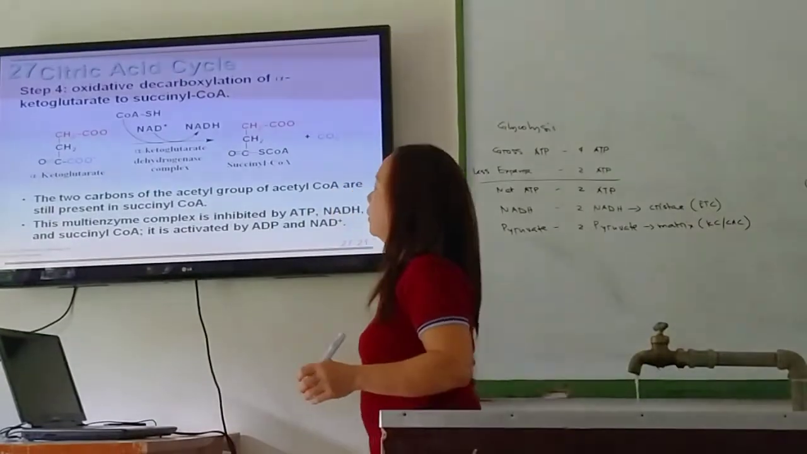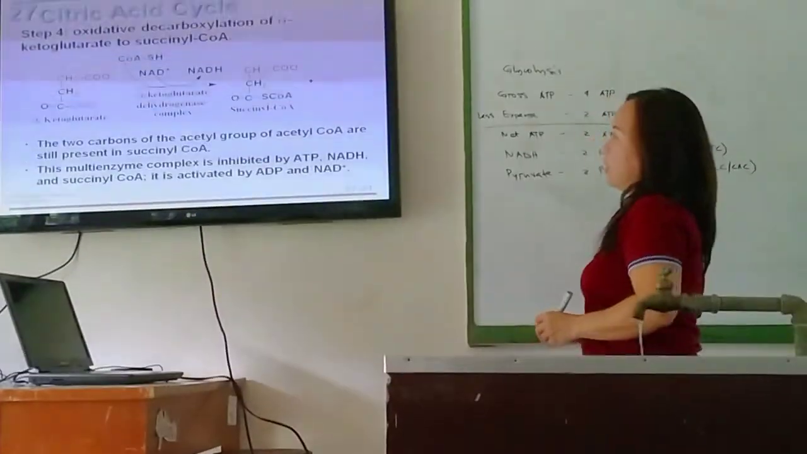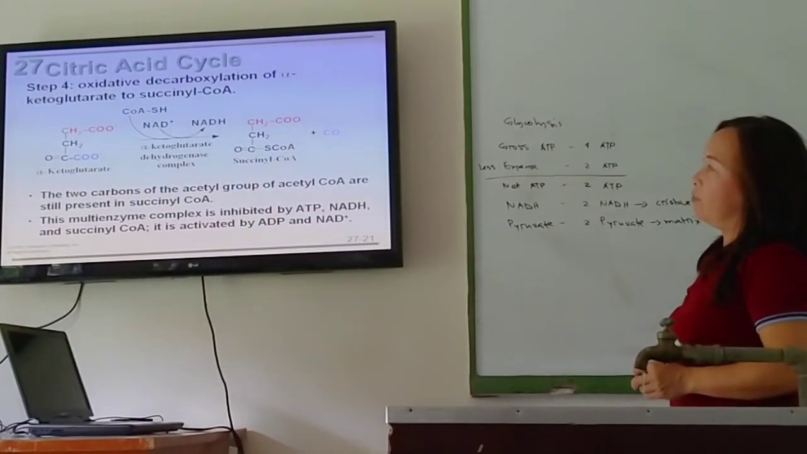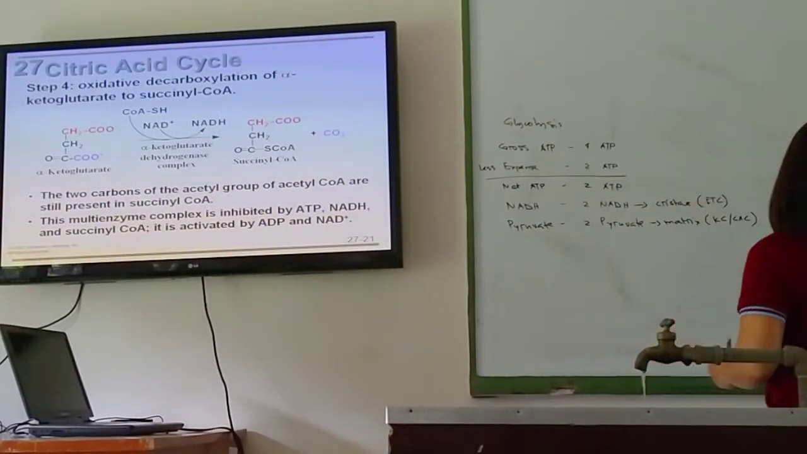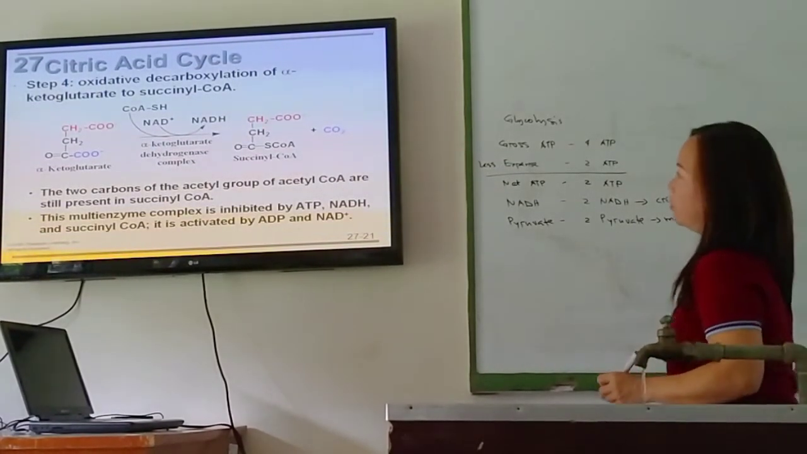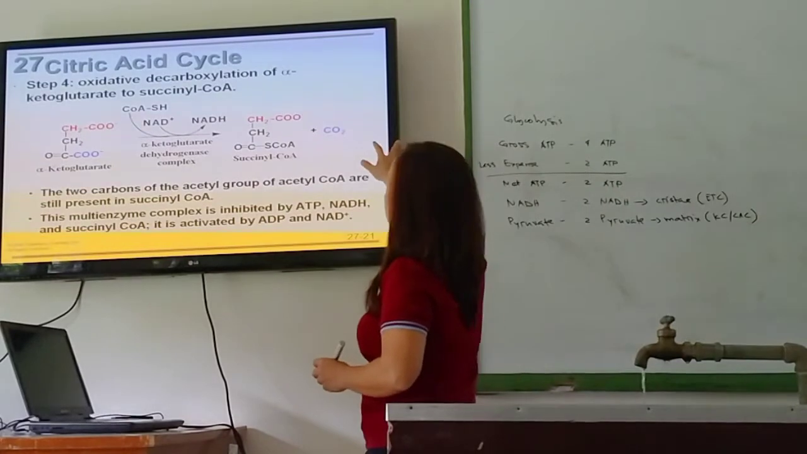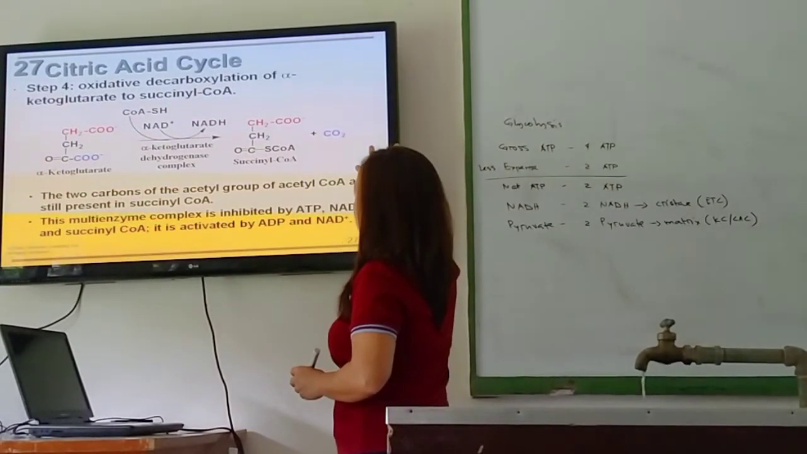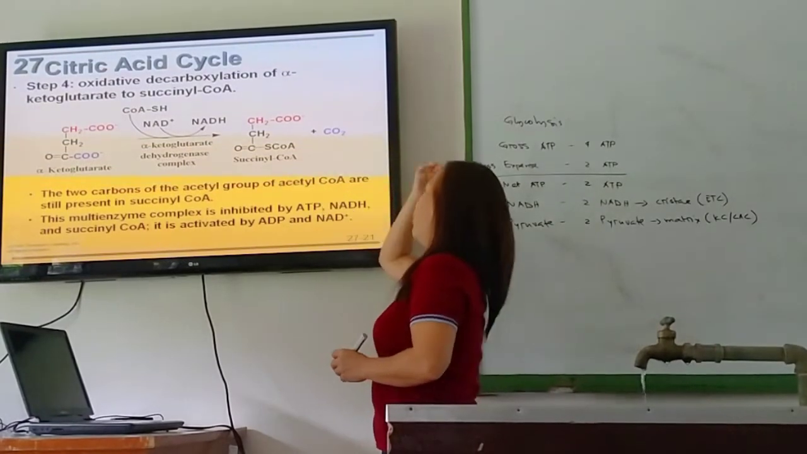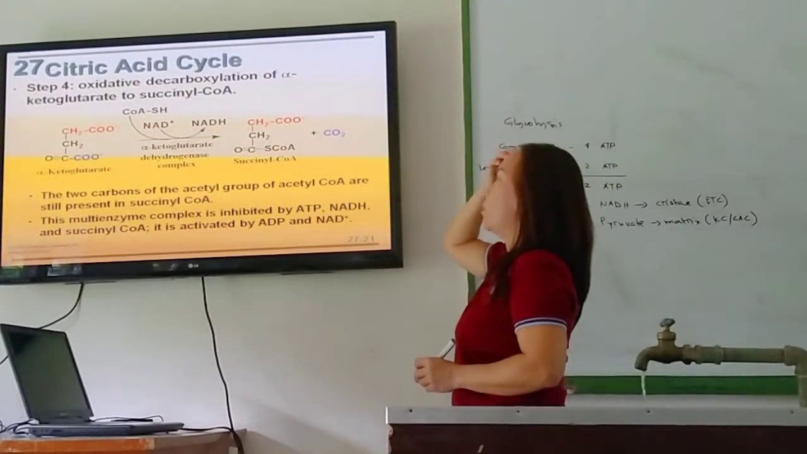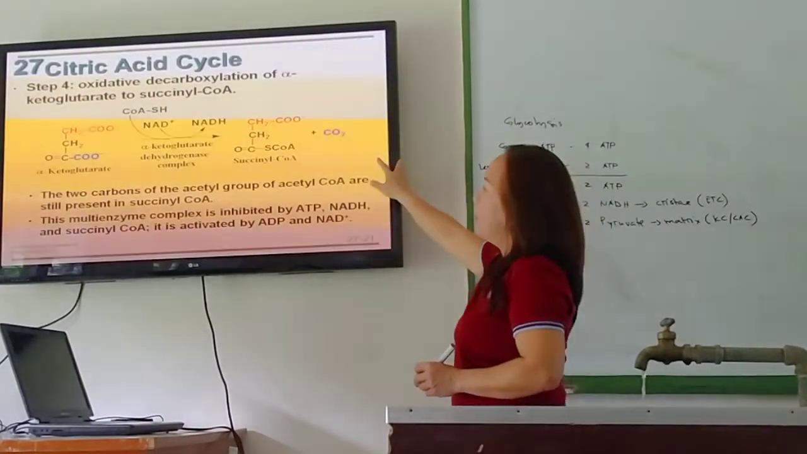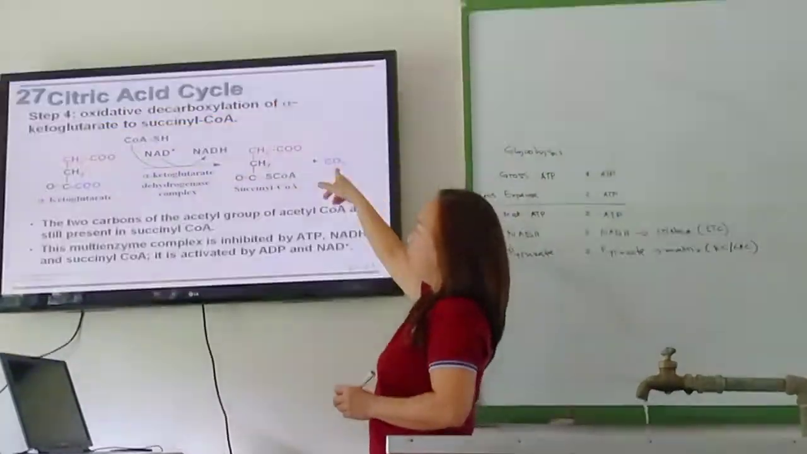Then step 4 is the oxidative decarboxylation of alpha-ketoglutarate to succinyl-CoA. Here, there is again release of carbon dioxide. Alpha-ketoglutarate will now form an intermediate product called succinyl-CoA, with the release of carbon dioxide.